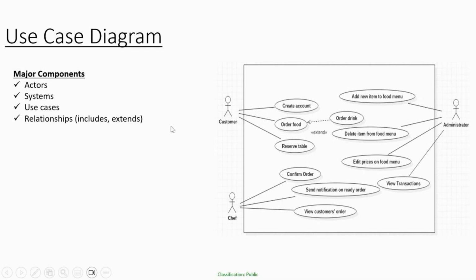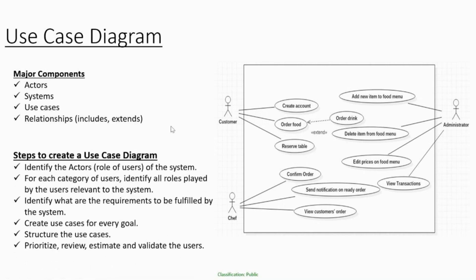Okay, that's one thing. Now if you have to talk about the steps to create, the first thing that you do is identify the actors of the system. If I want a particular functionality to be delivered, who are going to be the ones who interact with that feature? Is it going to be only the customer, or the customer plus the food delivery agent? Is it going to be the customer plus the chef plus the administrator? So like that, you first identify the actors, and then for each category of actors, identify the roles played by the users.